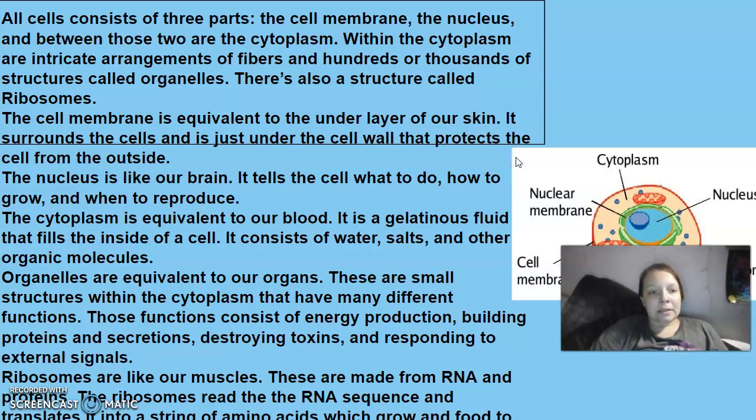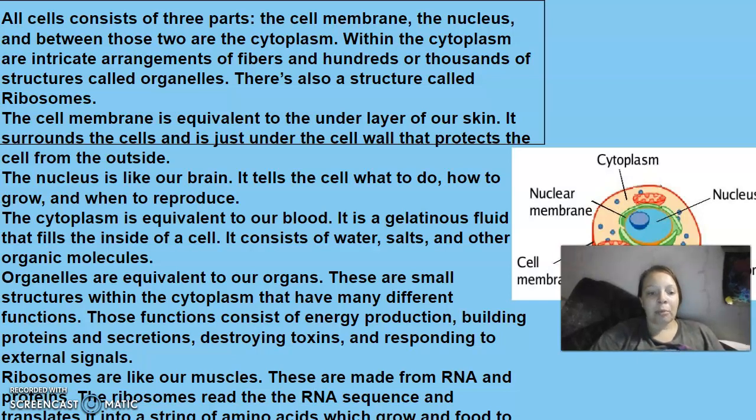All cells consist of three parts: the cell membrane, the nucleus, and between those two is the cytoplasm. Within the cytoplasm are intricate arrangements of fibers and hundreds or thousands of structures called organelles. There's also a structure called ribosomes. The cell membrane is equivalent to the underlayer of our skin. So it surrounds the cells and it's just under that cell wall that protects the cell from the outside.